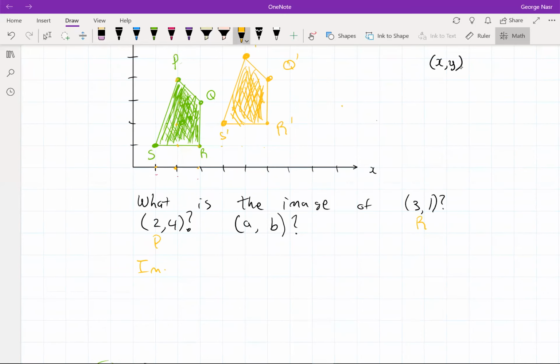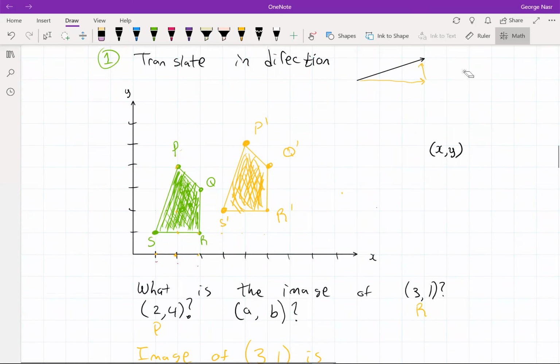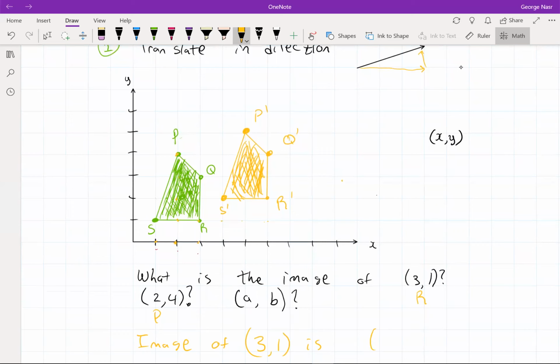So what is the image of (3, 1)? Well, we can just literally find it in the picture, right? We can see R prime is right here. But if we wanted to be careful, we could just do what this translation does, and it says go right 3 and go up 1. So I go from 3, 4, 5, 6. So the x value becomes 6, and then I go up from 1 to 2. So the image of (3, 1) is (6, 2).